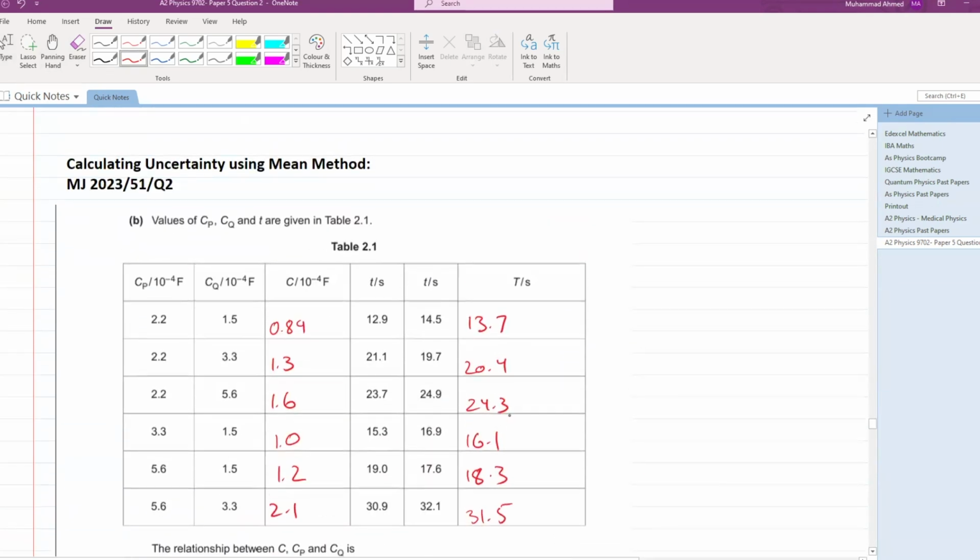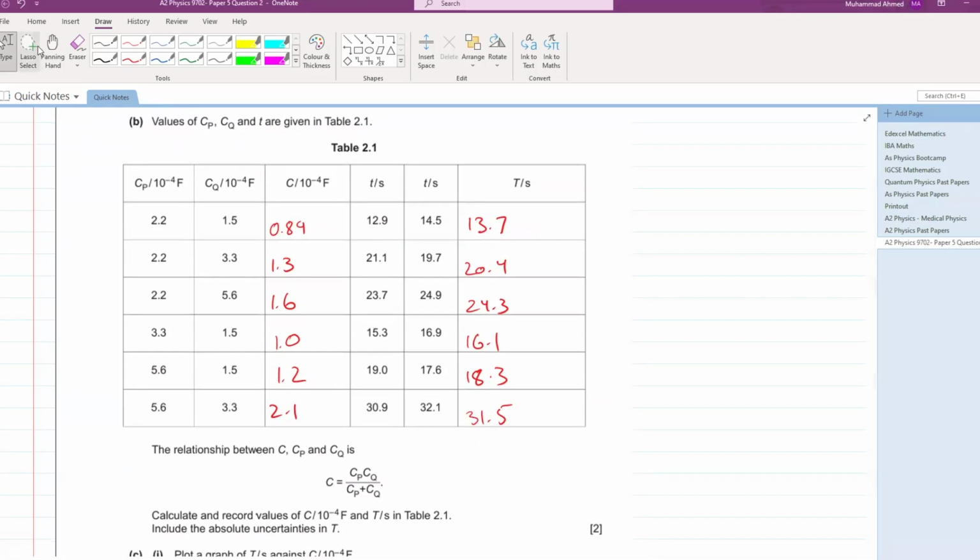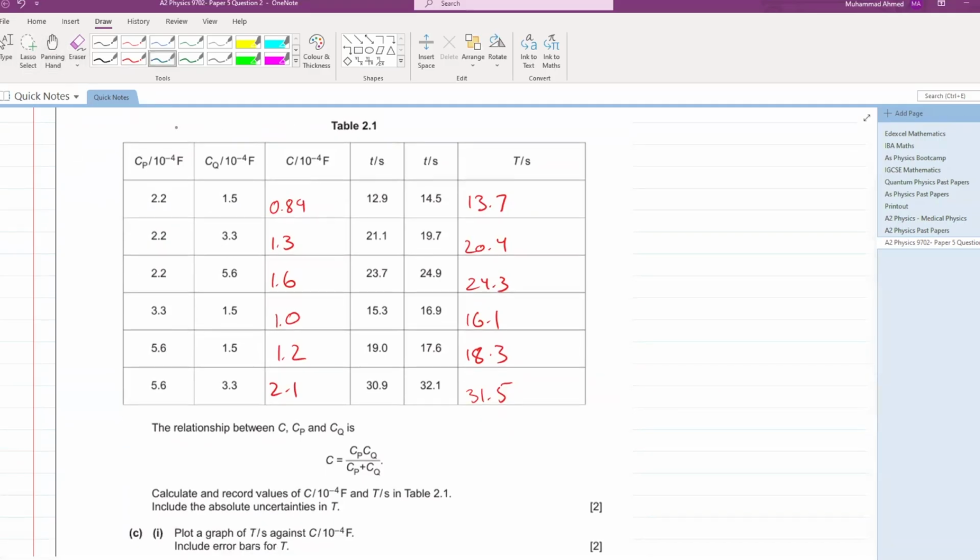Again, a little bit of commentary here. This is May, June 2023, paper 5, variant 1, question 2. Now, if you realize your CP and CQ values are both till two significant figures. They are both till two significant figures. So your calculated value of C can either be till two significant figures or three significant figures. I have preferred two significant figures and these are my values. I have utilized this formula to calculate C.